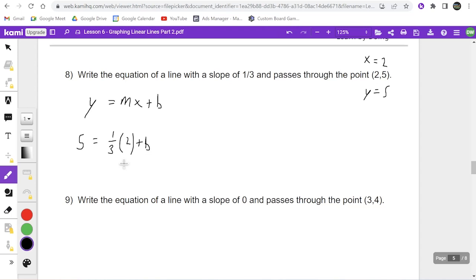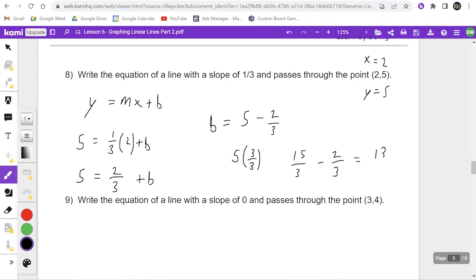Now you'll notice here we're going to have a fraction. Luckily, I hope we know how to do fractions because that was in a previous lesson on multiplying and adding fractions. So if we want to, basically, we need to subtract 2/3 from both sides. B is going to equal 5 minus 2/3. If you want to subtract fractions, you need a common denominator. And the common denominator here is 3. So you're going to have to multiply the 5 by 3 divided by 3, which gives us 15/3 minus 2/3. For a final answer of b equals 13/3. And basically, there's our answer. Y equals 1/3 x plus 13/3. Hopefully, you got that. If not, I'm guessing the fraction confused you.